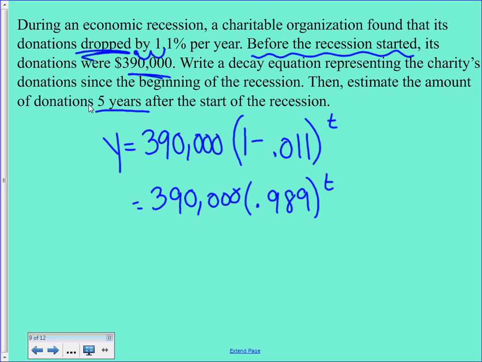So I want you guys to just pause the video, and I want you to try and see what it's going to be after 5 years. So now instead of having t, you're going to have 5. So try that out on your own. See what answer you get. Make sure you label it, and this label is going to be money.